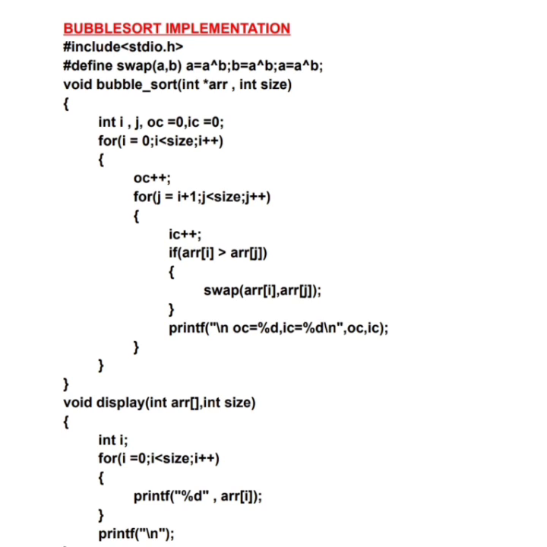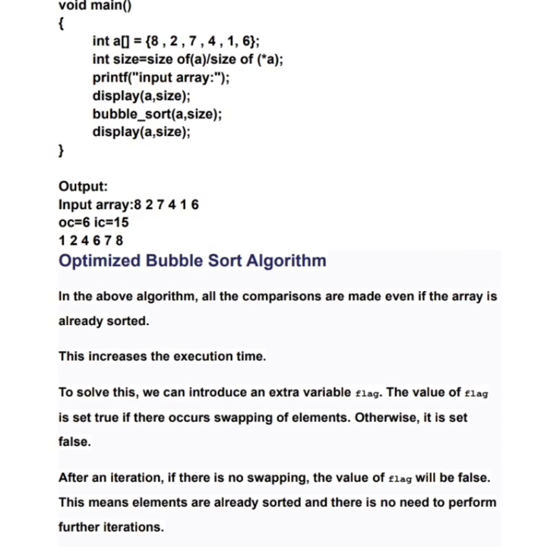Array of j means the second element, array of i means the first element. If it is greater, we have to swap, otherwise we have to come out of the loop and increment j. This process goes on and we have to find the output. That is, if the array is given as 8 2 7 4 1 6, the outer loop running time is 6 and the inner loop running is 15.